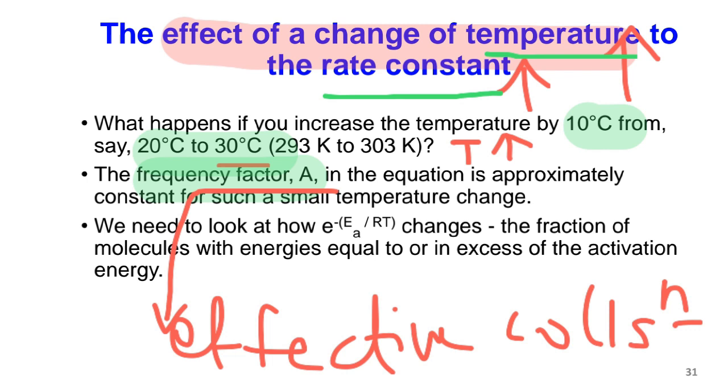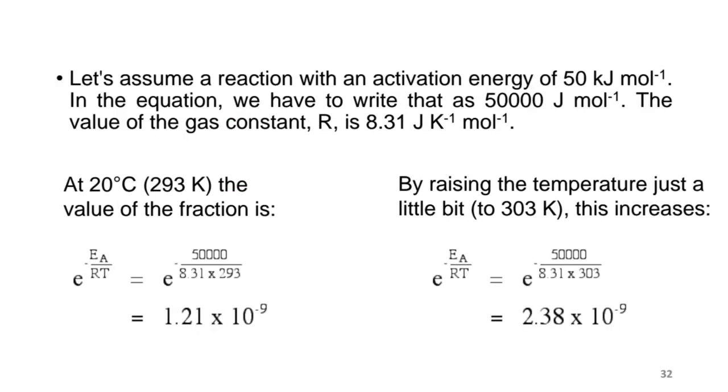This expression, which counts the fraction of molecules with energies equal to or in excess of the activation energy, can be obtained from the Maxwell-Boltzmann distribution. Assume an activation energy of 50 kJ per mole. The value of the gas constant is given. For calculation, we must write it as 50,000 joule per mole in order to be consistent with the unit of R. To count the fraction, we apply this expression formula.